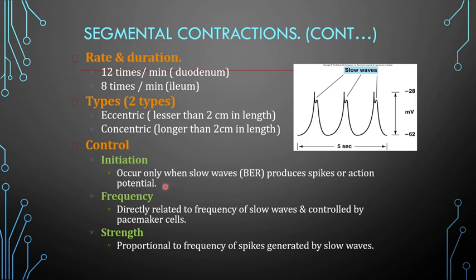in that they will be initiated only when the slow waves are produced, with spikes or action potentials. Only at that time will these segmental contractions be initiated, and the frequency is directly related to the frequency of slow waves and controlled by the pacemaker cells of the GI tract. The strength of these segmental contractions is proportional to the frequency of spikes generated by the slow waves.